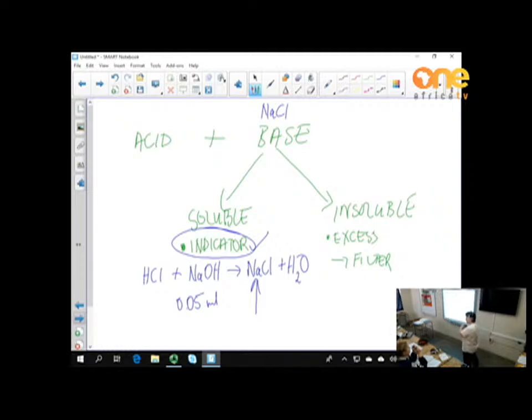You can throw off the rest of the liquid, and then we say we wash and dry the crystals. You just rinse a little bit of distilled water over the surface of the crystals. If there are impurities, it'll wash it away. And then you would have a pure salt. Sodium chloride.